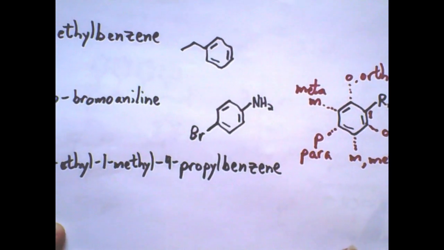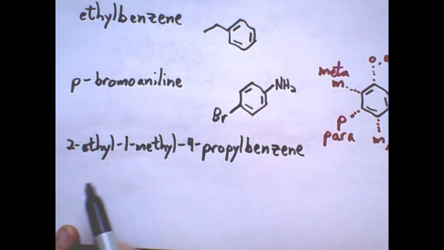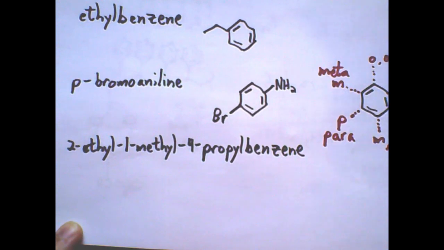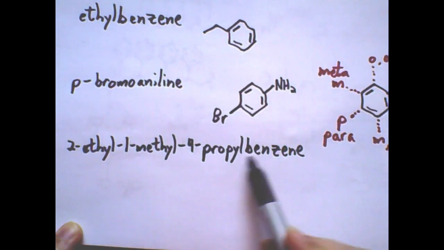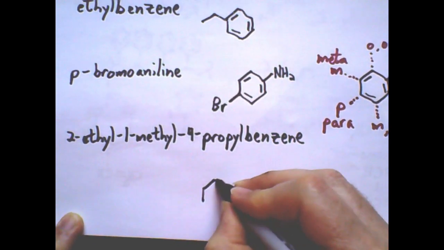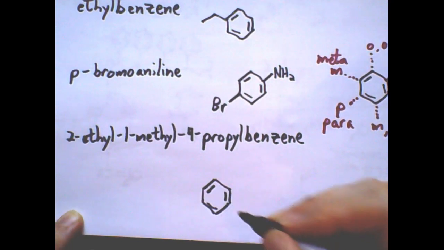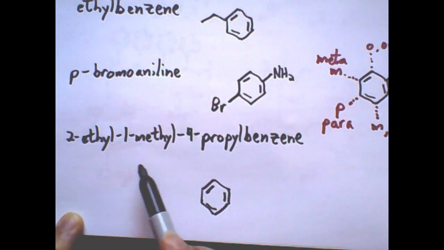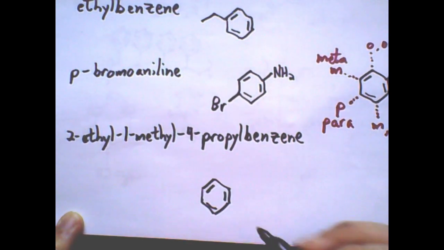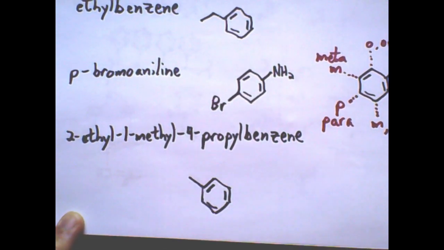All right, one more way that they can be named. 2-ethyl, 1-methyl, 4-propylbenzene. We've got benzene as our root, so let's draw that. We can pick any of these as our number 1. And to that we add a methyl. So I'll start here. There's 1 methyl. Done.